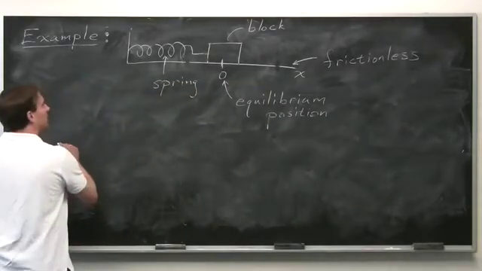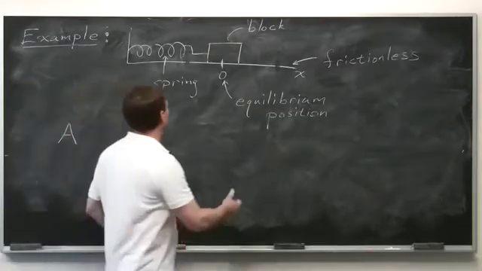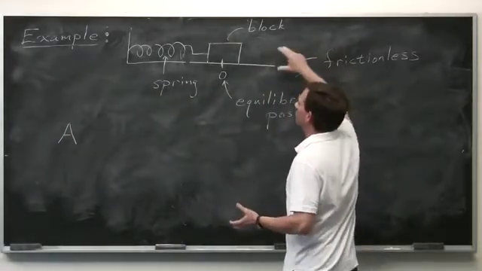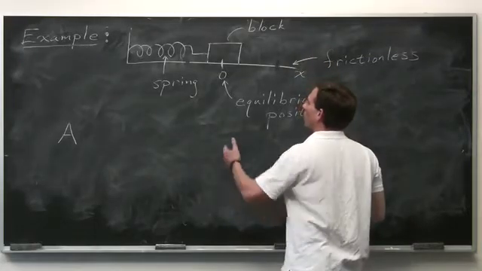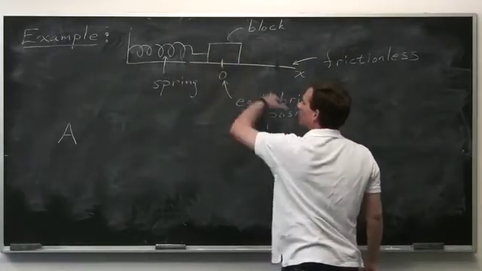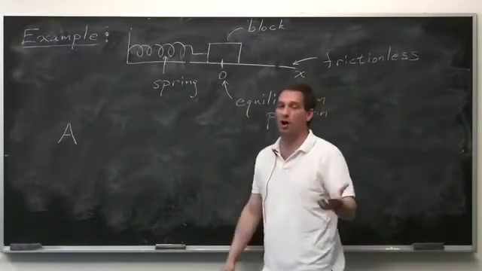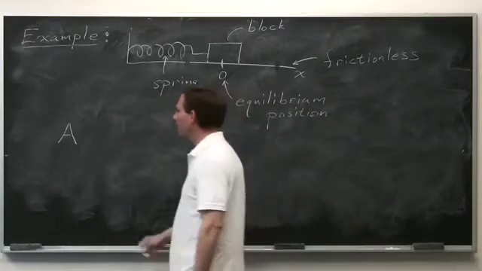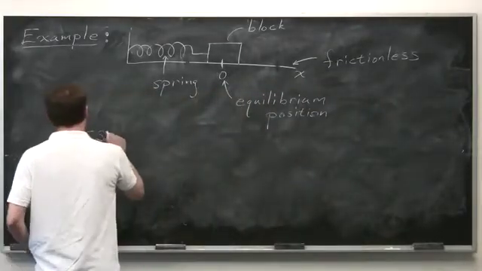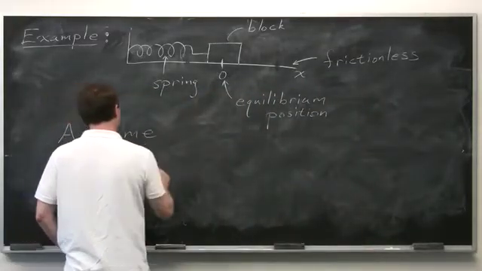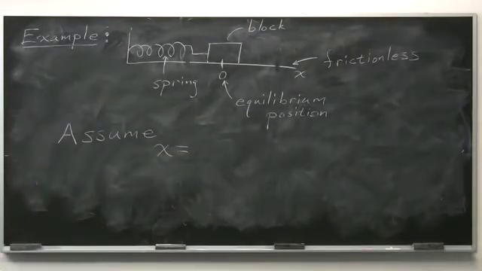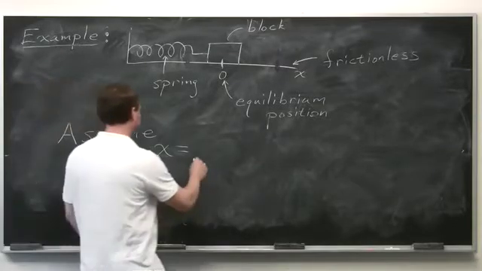So we're just going to assume that we have started this block moving, that either we initially displaced it and let it go, or we left it there but we hit it with something so we started it moving, or it was already moving and we just started talking about it at some time that we called 0. So we're going to assume that we know how these things work out. If I want to use exactly the numbers that are in the book, we'll assume x equals 2 cosine of 3t.